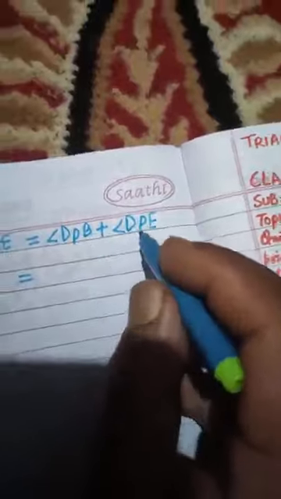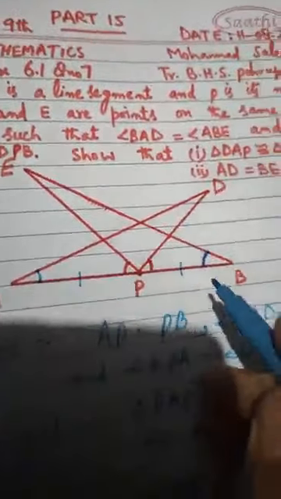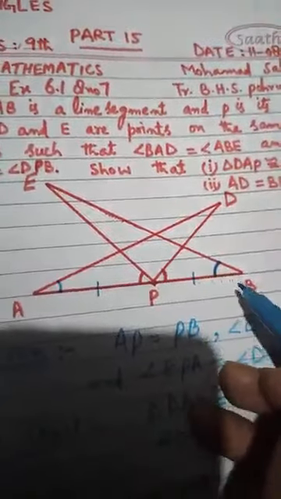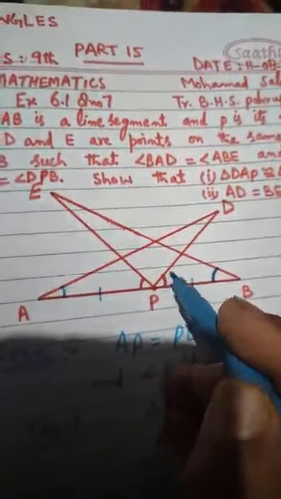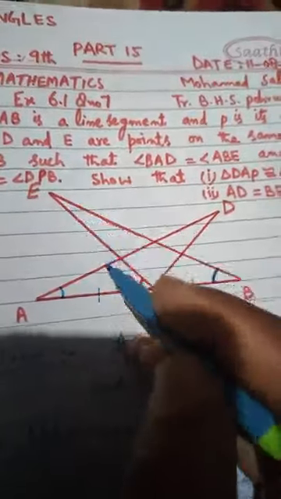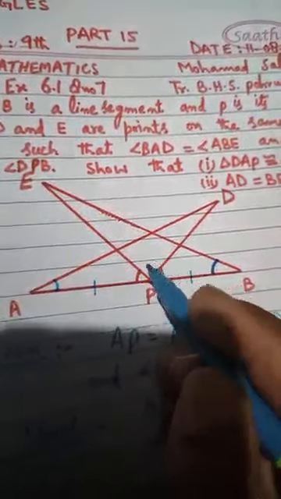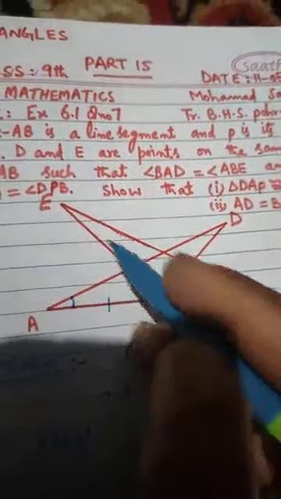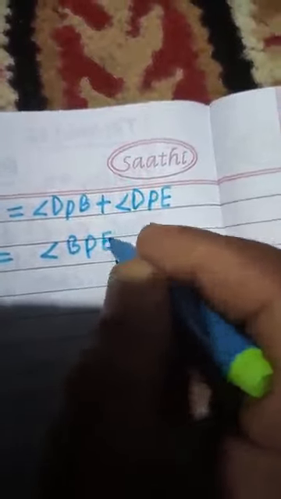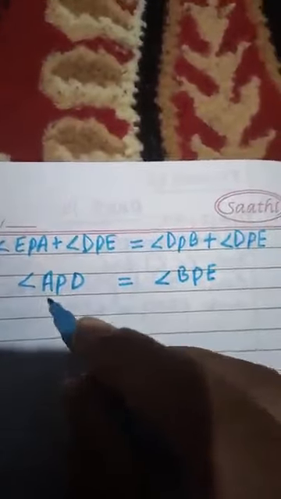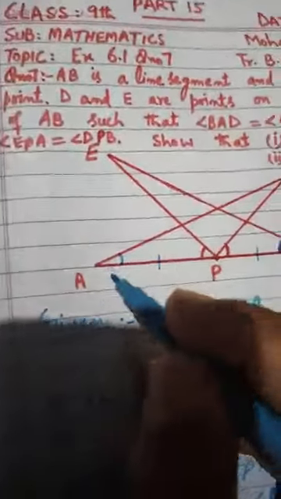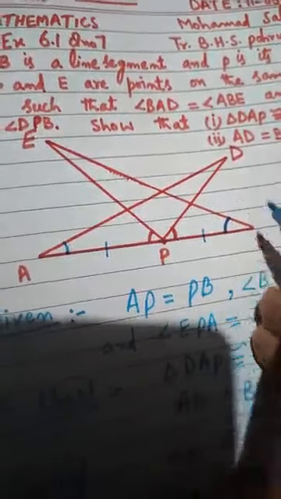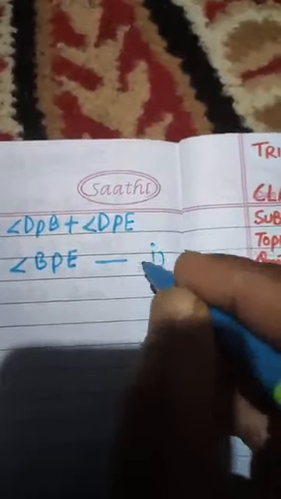these two angles, angle DPB, that means this angle, and if it is added with angle DPE, we get a bigger angle, that is angle BPE. So instead of these two angles, we can write angle BPE. So we have angle APD equal to angle BPE. We will mark it as the first equation.